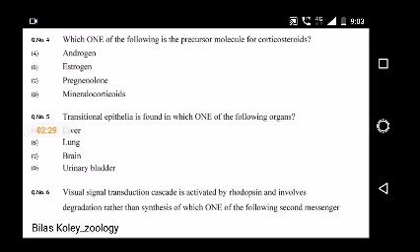Now we will discuss question number 4. Which one of the following is the precursor molecule for corticosteroids? And the options are androgen, estrogen, pregnenolone, mineralocorticoid. In this question, the right option is option C.